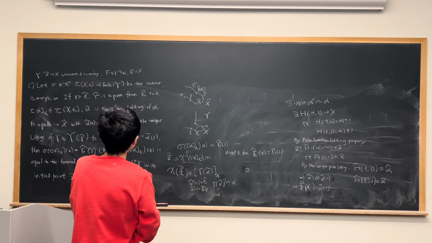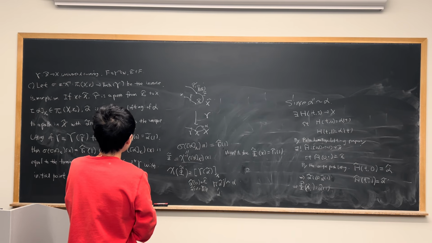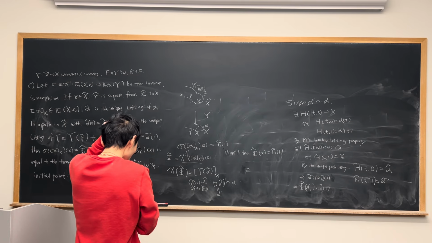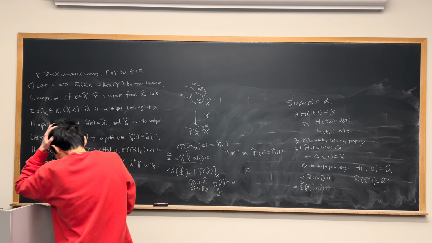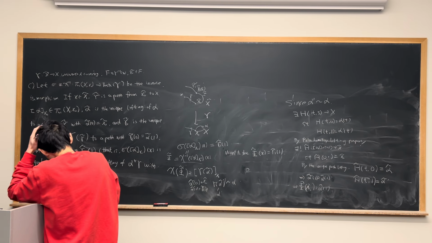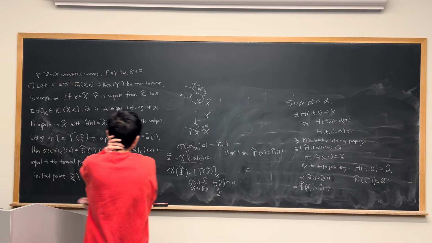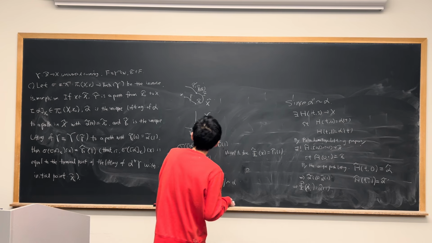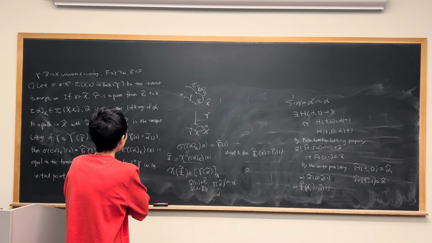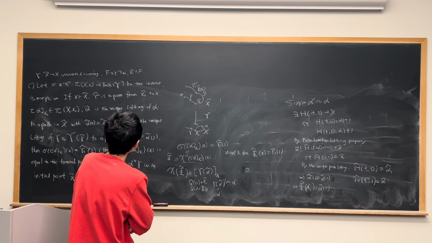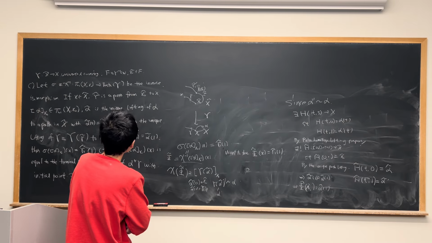So this phi is an automorphism, right? And then it's a bijection. Okay, so let's see. We know that this phi of this alpha 1 tilde. Sorry, we know that this.